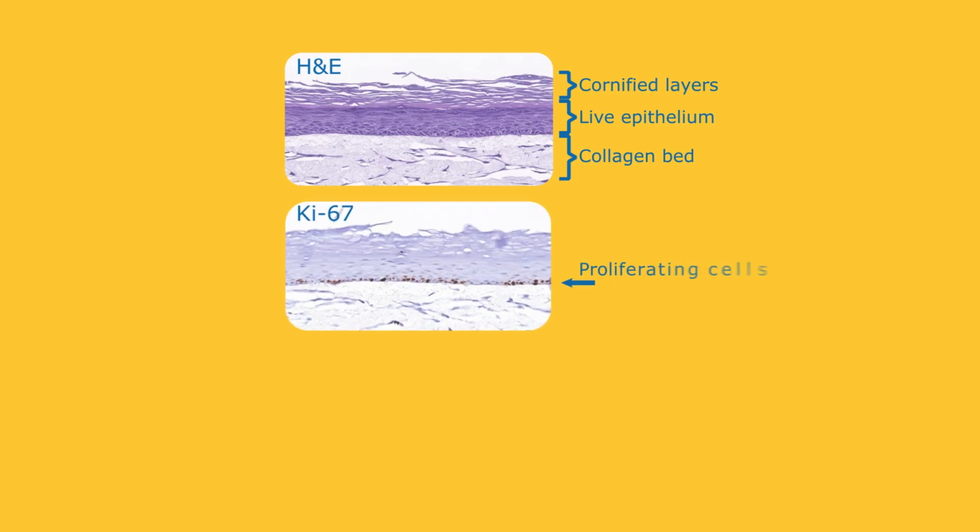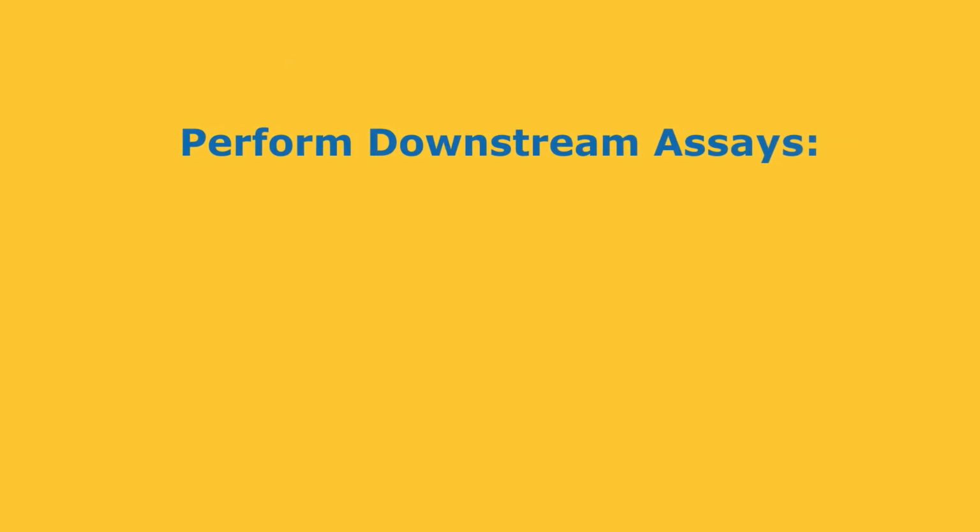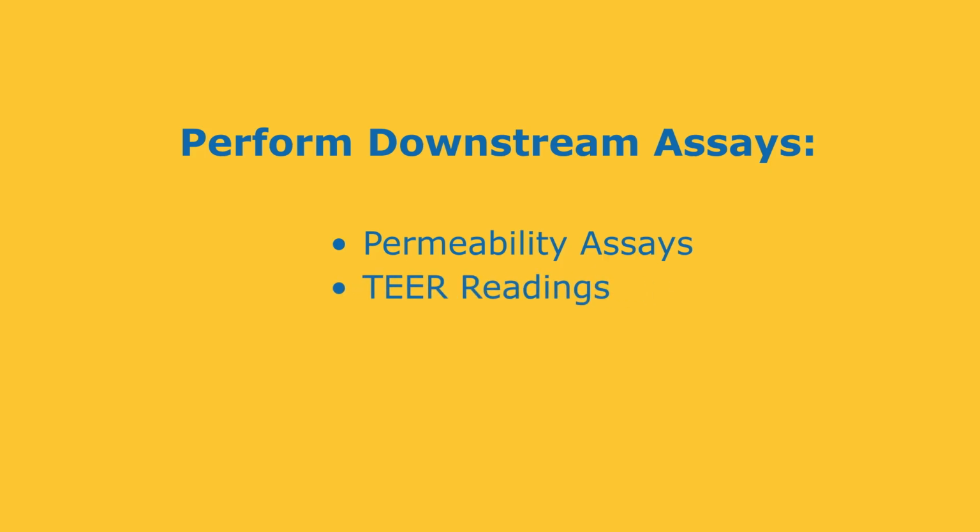downstream assays. You can also stain for Ki67 and filaggrin to confirm the proliferation and differentiation of the skin model. Downstream assays can be performed on the skin model, such as permeability assays, tear readings, drug screens, and wound healing.